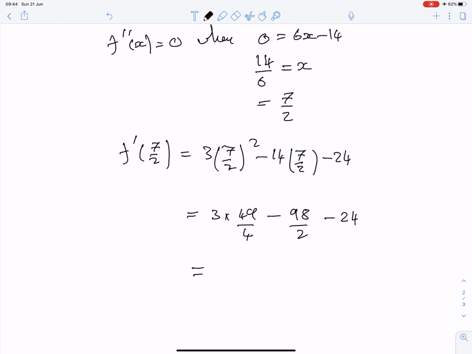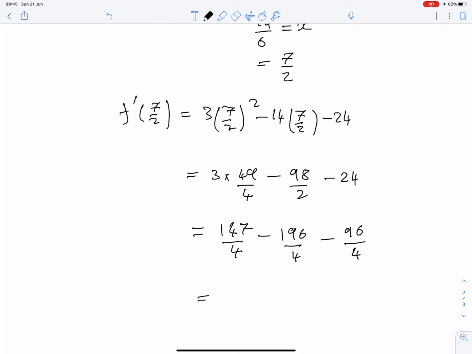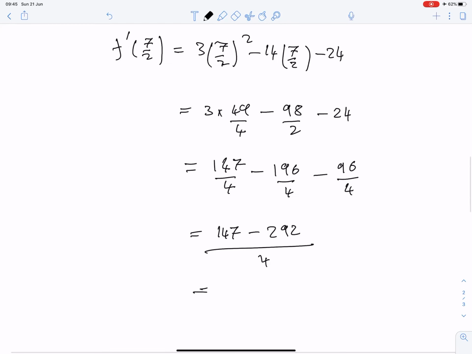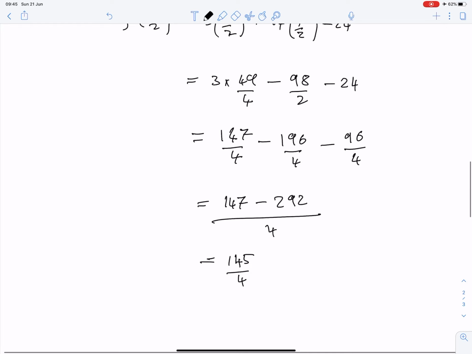Again, you can just tap that in the calculator, but we're going to get 3 times 49 over 4 minus 98 over 2 minus 24. Looks like it's best to write these all over 4, so we're going to have 147 over 4 minus 196 over 4 minus 96 over 4. So we've got in total 147 minus 292 over 4, which is equal to, again, it would be much easier on a calculator, 145 over 4, and that's negative.